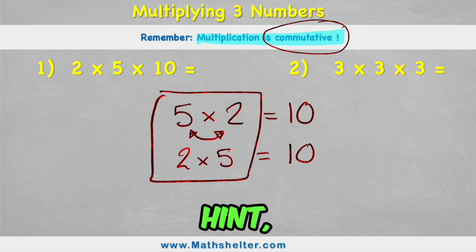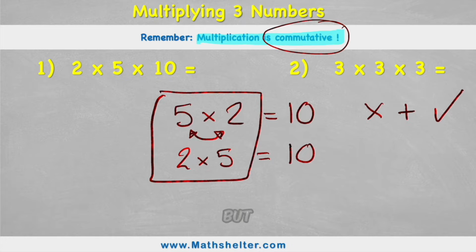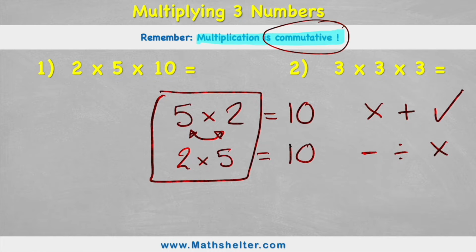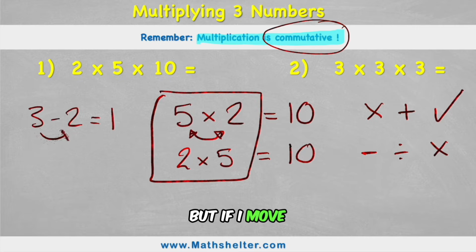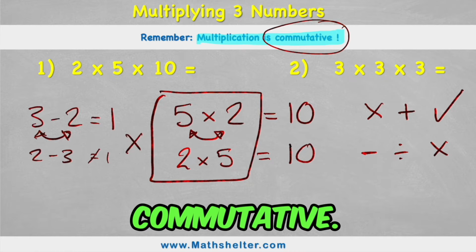Little side hint, multiplication and addition are commutative, but subtraction and division are not. I'll show you a quick example. 3 subtract 2 equals 1, but if I move these two around and do 2 subtract 3, I do not get 1. So we're not commutative.